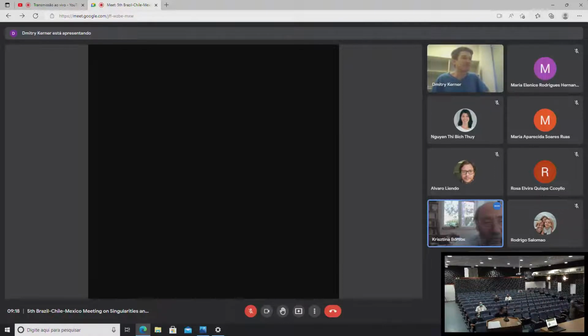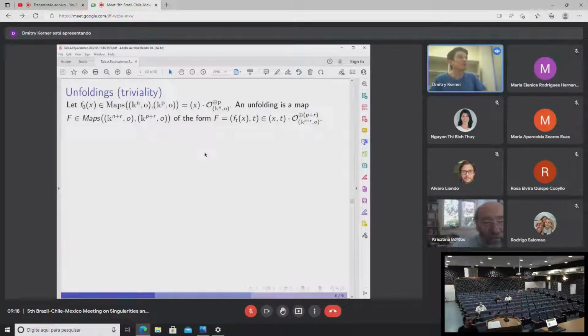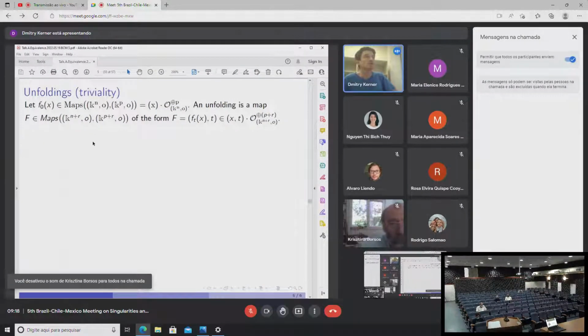Oh, okay. So let me recall the definition. Suppose we start from a map. K is any field. An unfolding is a map from the larger space to the larger space. We add several additional coordinates. The map is of this form, where ft is just a deformation of f.